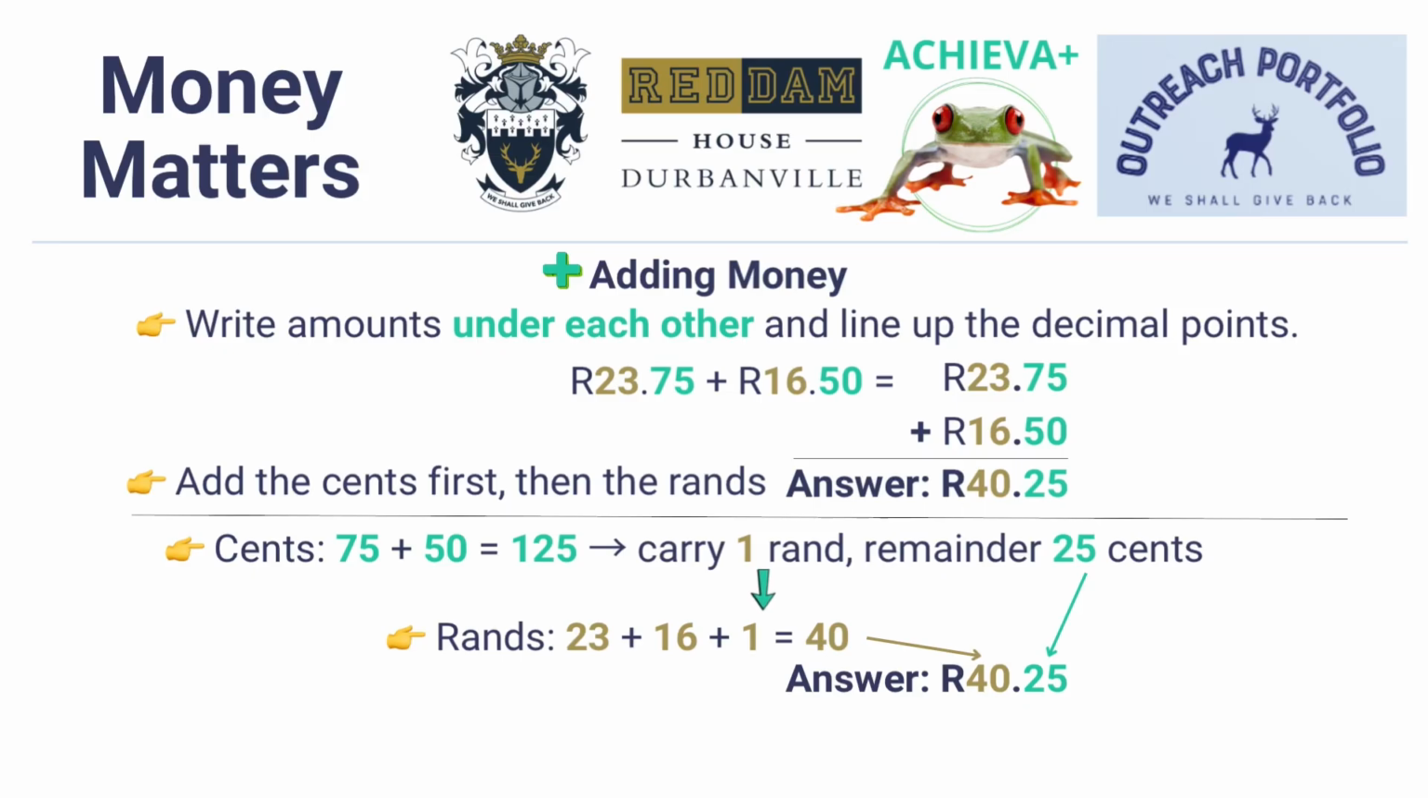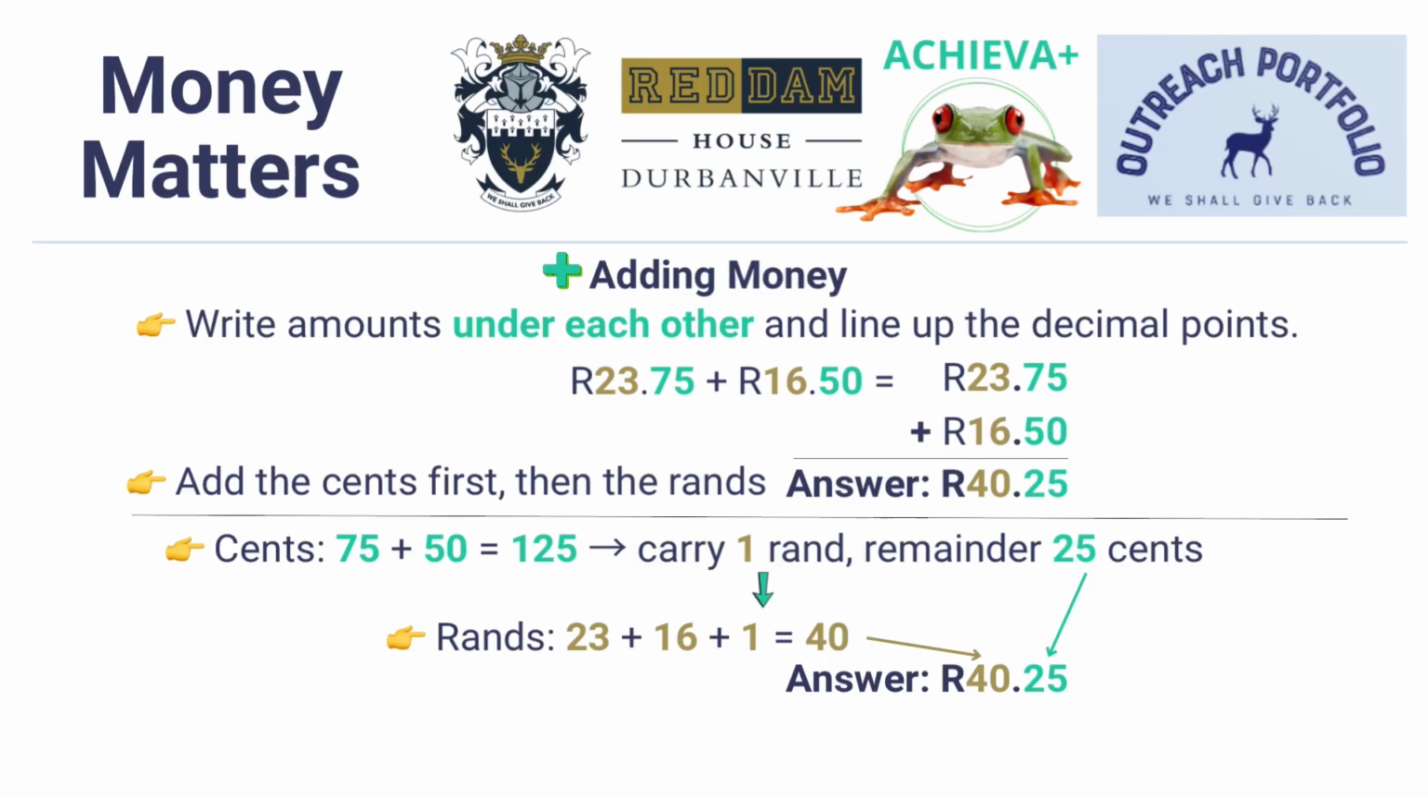Adding money. We write the amounts under each other and line up the decimal points. So 23 rand and 75 cents plus 16 rand and 50 cents will be stacked one on top of the other, and then you add them. Add the cents first and then the rands. The answer is 40 rand and 25 cents.